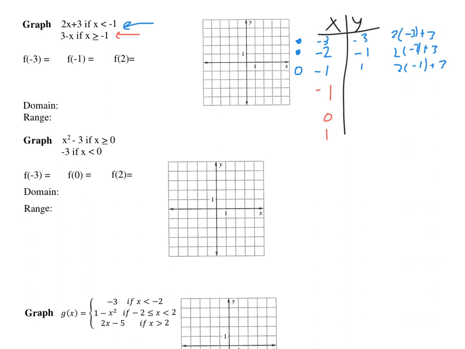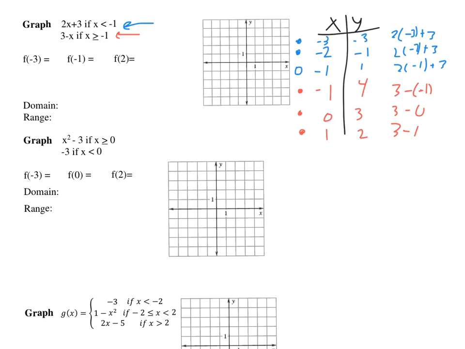Okay, next up, I'm going to plug in these other ones down here into the other function. So 3 minus -1 is 4. And then 3 minus 0 is 3. 3 minus 1 is 2. And so these are all going to be closed dots. Definitely a closed dot not on the border. And then on the border, you can see I plugged it into the correct function there.